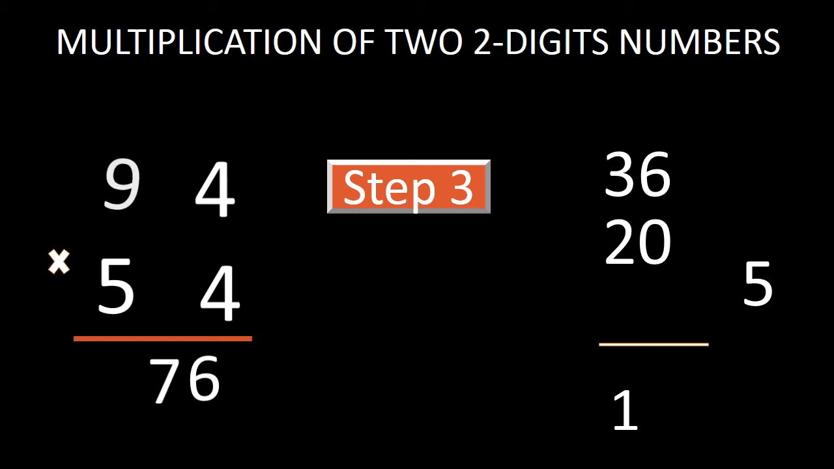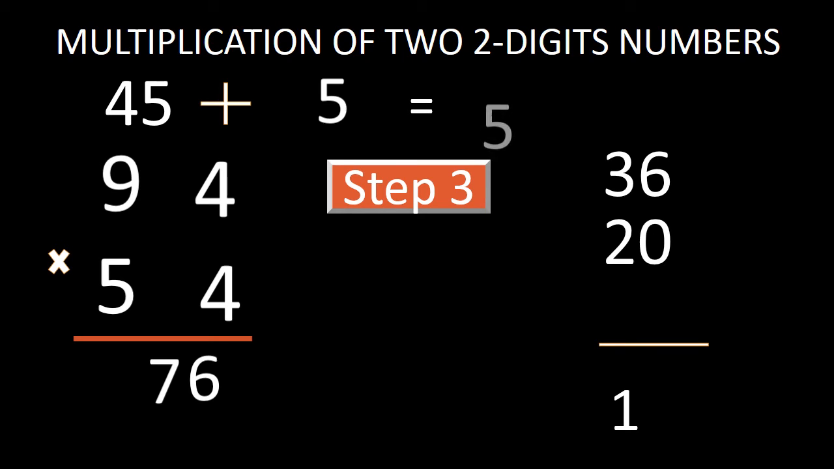In step number 3, what will we do? We will just multiply this 9 with 5. So 9 is the 10 digit of the first number and 5 is the 10 digit of the second number. Just multiply the 10 digits of both the numbers. By multiplying this, we get 45. Now we have the carrying digit from the previous step, and that is 5. Add this 5 with this 45. By adding them, we get 50.